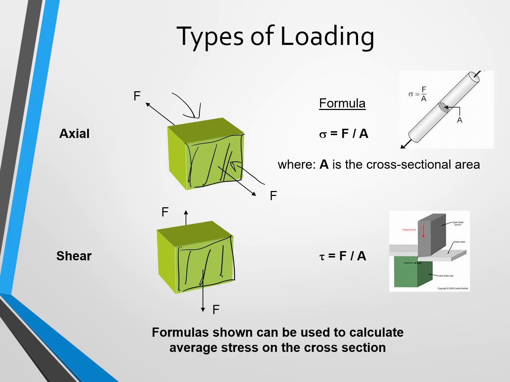On the right-hand side, the cross-sectional area in tension would be the area of this circle. And then in shear, where we're going in opposite directions, we're shearing, and this is the cross-sectional area, that little rectangle of the board there.